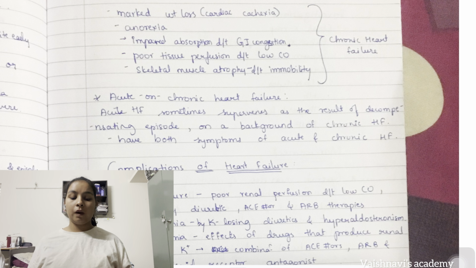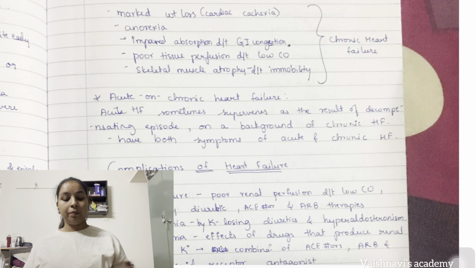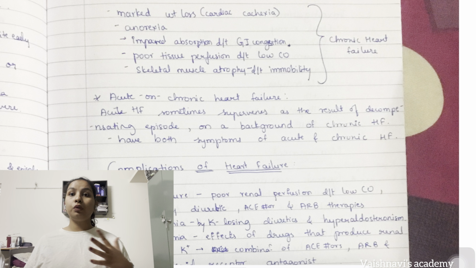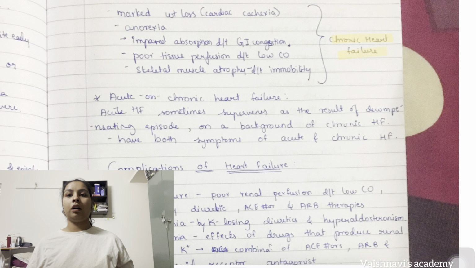Then other findings are marked weight loss, such as cardiac cachexia, or we have anorexia, which will also lead to weight loss. We have impaired absorption due to GI congestion, poor tissue perfusion due to low cardiac output, or skeletal muscle atrophy due to immobility. These are all the signs of chronic heart failure.